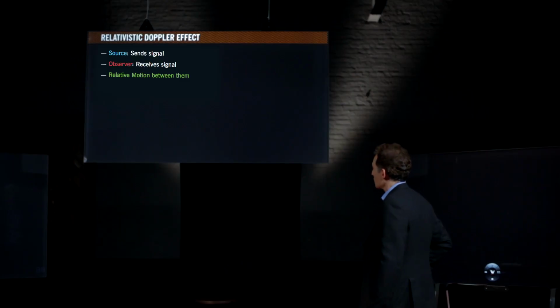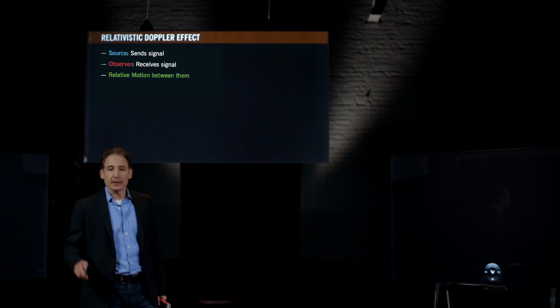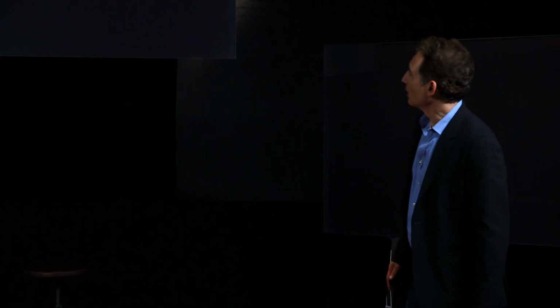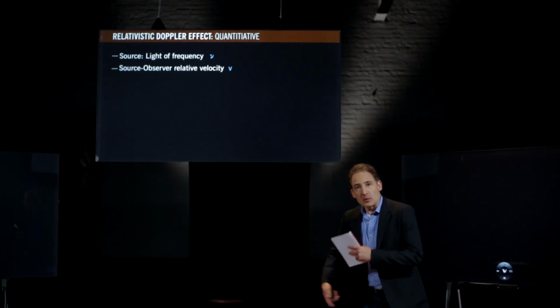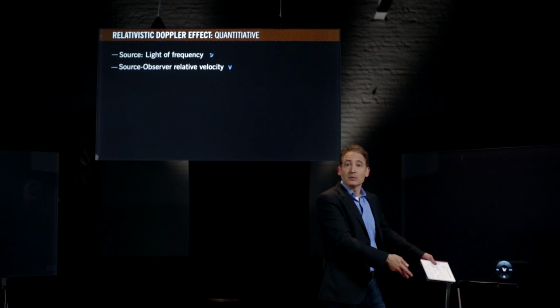And since light is something that travels fast at the speed of light, you need to take relativistic effects into account to mathematically understand what is happening. So let's take a look at that and do a calculation. What we're going to try to figure out is if you have light that, say, has a frequency nu, and if you have an observer that is moving relative to that light with a velocity v, our goal is to understand the frequency that the observer will see relative to the frequency at which the light was emitted.